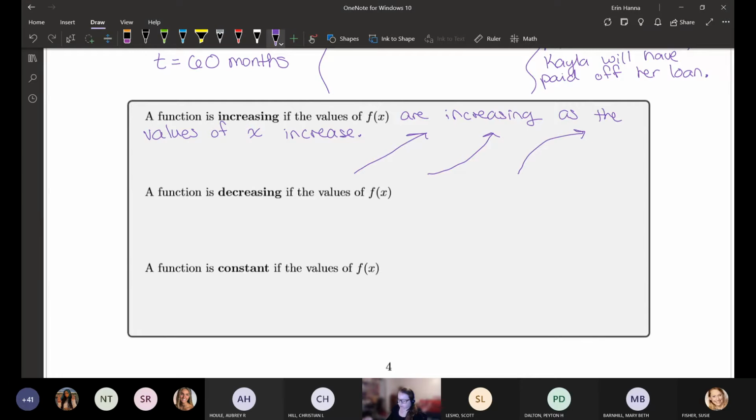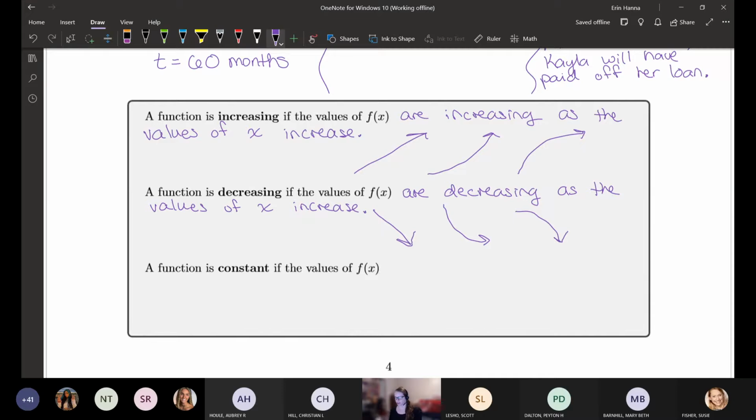A function is decreasing if the values of f of x are decreasing as the values of x increase. It's still increasing the x values, so that's an important bit. So we could go straight down. We could also curve a little bit in a couple different directions. That's decreasing in a couple different ways, as long as essentially your y values are getting smaller as you move from left to right.